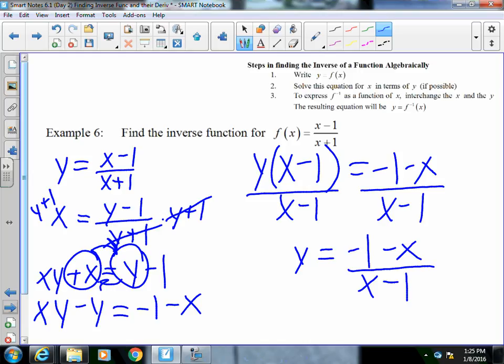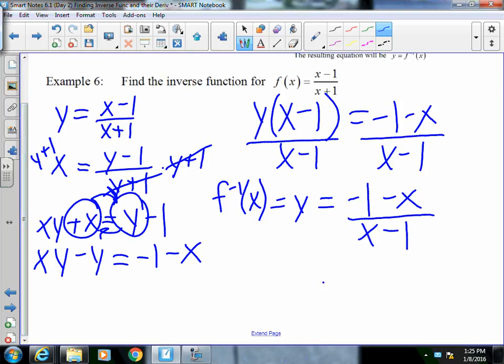That is y, because this is the inverse. You might also end up with, if you move things to different sides, 1 plus x over 1 minus x. That's what happens if I take a negative out of the top and get it to the bottom. So 1 plus x over 1 minus x could also be the inverse.